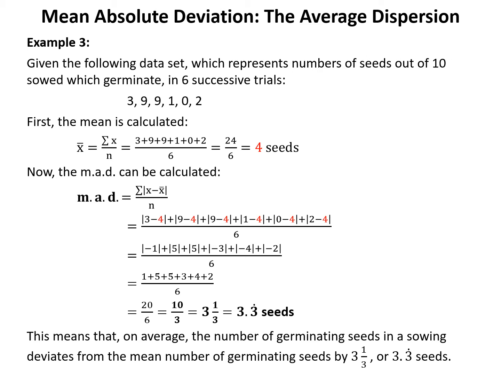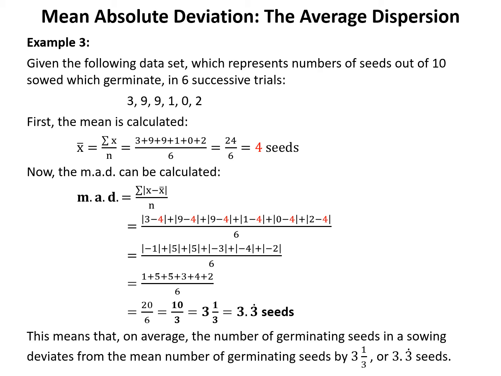In example 3, we're given a data set which represents the numbers of seeds out of 10 sowed which germinate in 6 successive trials. So we see 6 numbers here, and each of the numbers represents how many of the 10 seeds sowed in that sowing germinate.